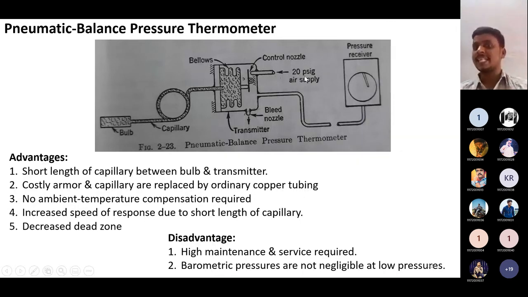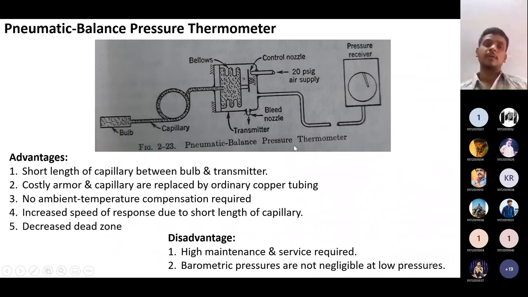Pounds per square inch gauge, 20 PSIG means a 20 pounds per square inch gauge air supply from an external source. Whatever excess pressure is left will be thrown outside by the bleed nozzle. The residual or balance pressure, after balancing the outside pressure and the inside pressure, will be transmitted to the pressure receiver. There, the pressure receiver will deflect the pointer, and this pointer will be read on the calibrated scale.